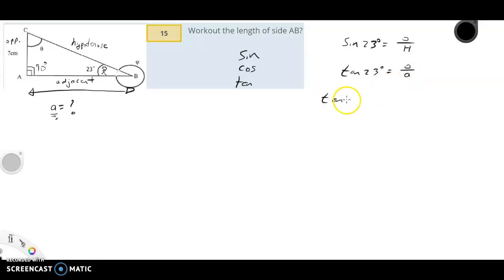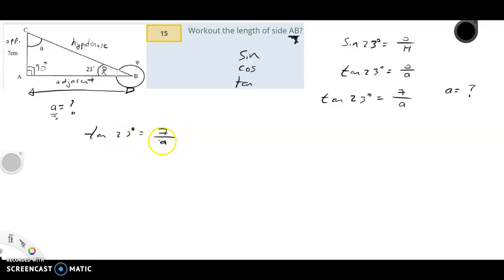So for us, tan 23 degrees would be, the opposite there is 7 centimeters long, over the adjacent we don't know, and that's what we're looking for. The adjacent is the side marked AB in this case. So that gives us tan 23 degrees equals 7 over A.